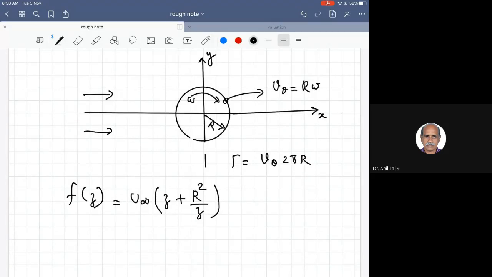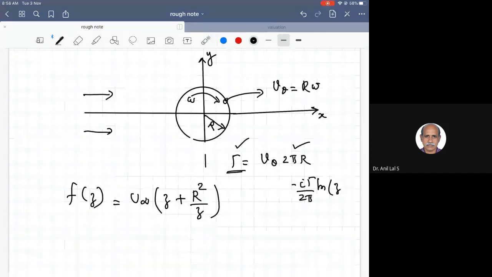Now, in addition to that, we are going to have the rotation of the cylinder. That introduces a circulation. The complex flow potential due to this circulation, or the tangential motion, we have also developed earlier. That equation is minus i gamma by 2 pi logarithm of z minus z naught; here the center of the cylinder is at the origin, so z naught is 0. So it is minus i gamma by 2 pi logarithm of z.